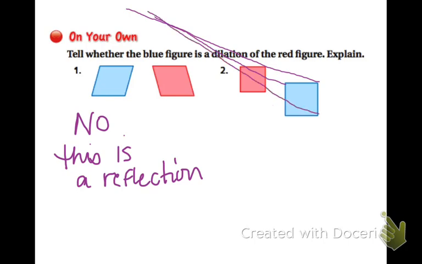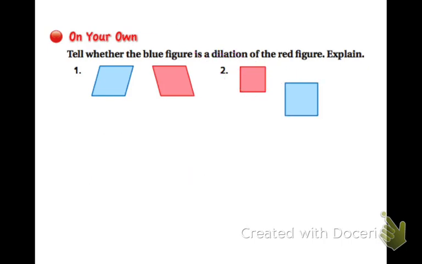Sorry about that. But if you used a straight edge, you could see that somewhere out in here, they would all intersect from a center of dilation. Okay, so that would be your center point. So the answer for this is yes. This was no. Okay.